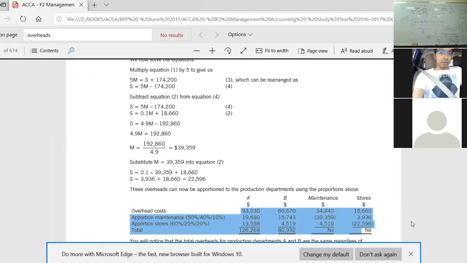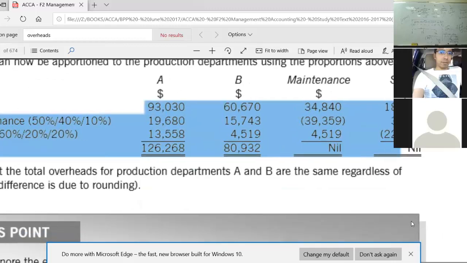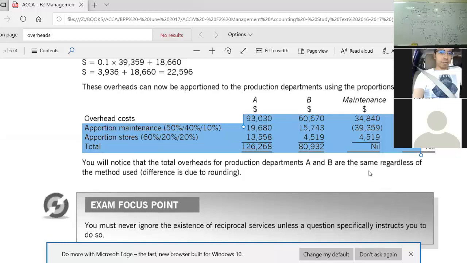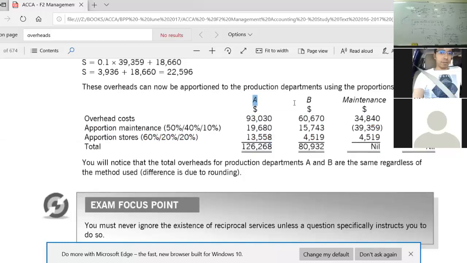Now, after doing all of this, what we are getting is costs under only the production departments. 126 and 80932. These two are the respective costs for department A and department B. We will divide them. This is our estimated cost, because if you remember, in the beginning of the question they mentioned these are all budgeted costs, remember?